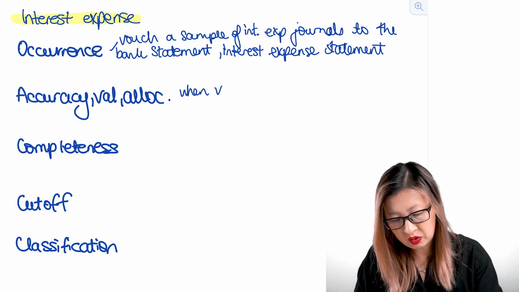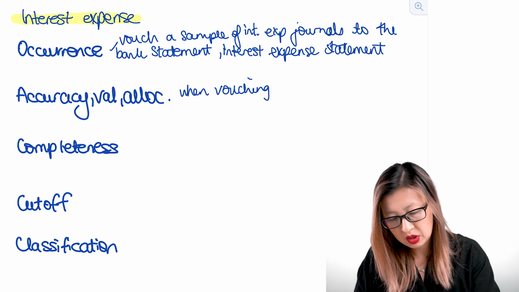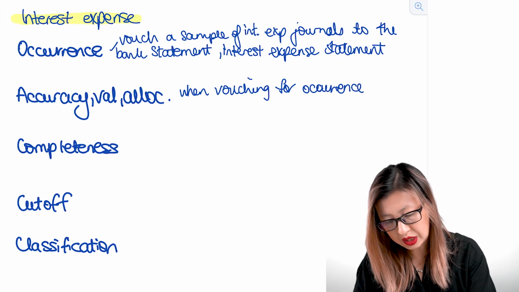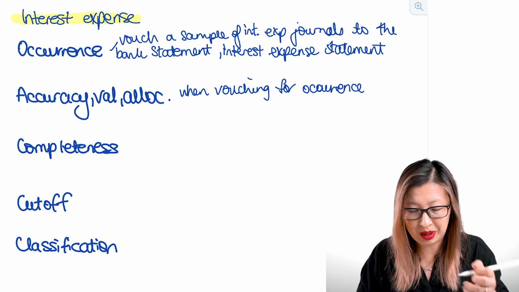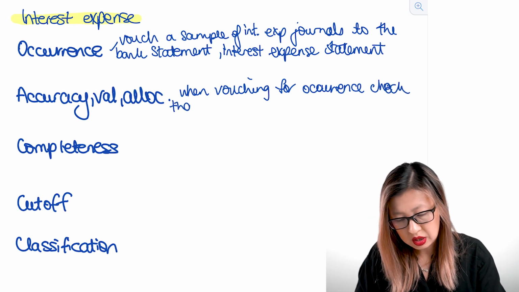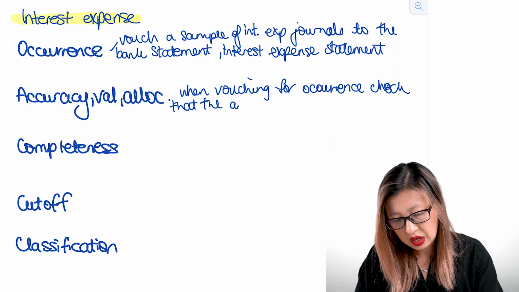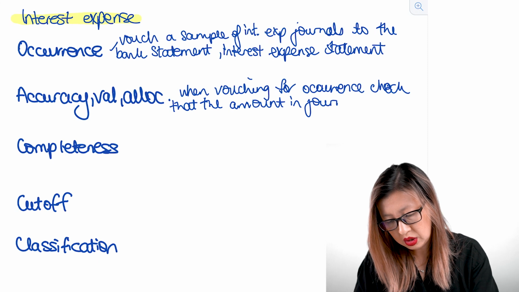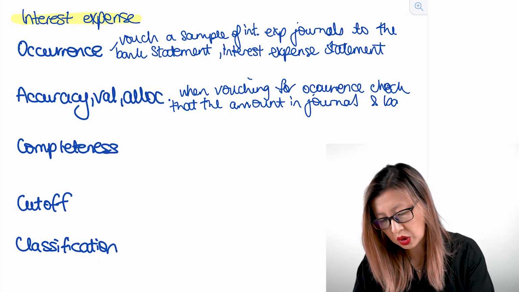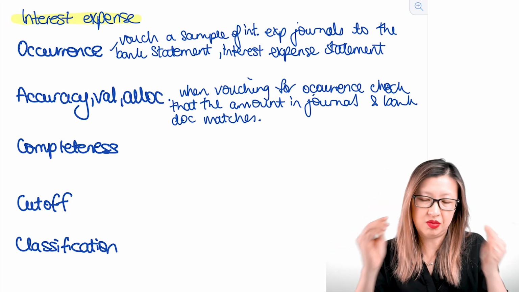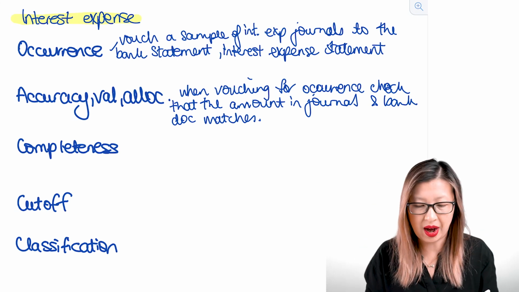So when vouching for occurrence, I can't spell, that's supposed to say occurrence, you know what I mean. Check that the amount in the journal and bank documentation matches. All right, so they've done the debit, or they've done the debit using the right number.